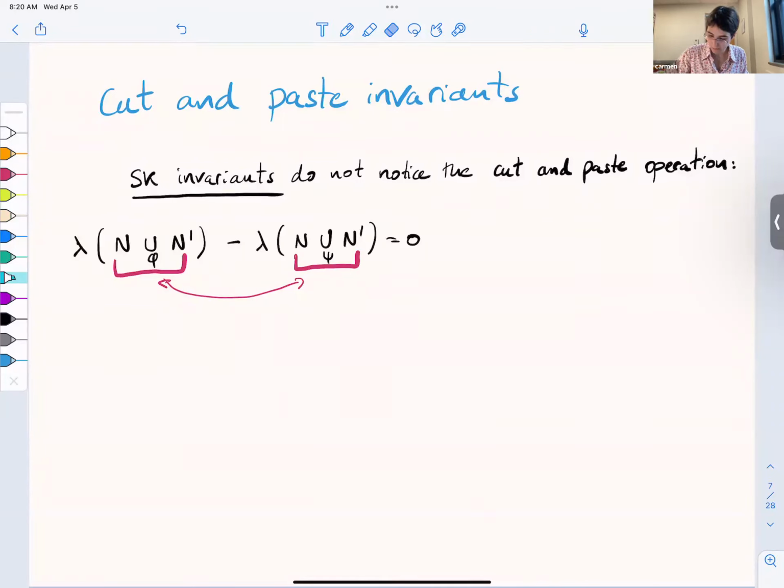So what are examples of those invariants? The two main cut and paste invariants, SK invariants, are the Euler characteristic, because the gluing formula for the Euler characteristic has one extra term. You could have the Euler characteristic of one piece plus the Euler characteristic of the other piece minus the Euler characteristic of the intersection. But we're talking about manifolds, so that intersection is just going to disappear because of dimension reasons and Poincaré duality.